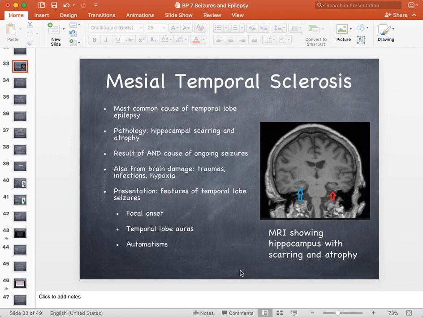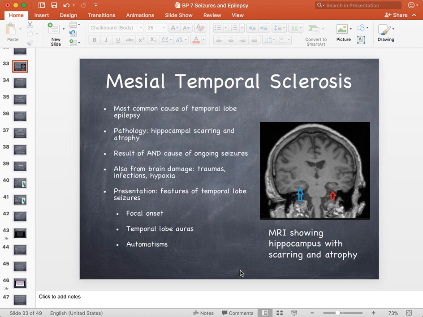Other ways to get it are brain damage, like focal traumas, infections, and hypoxia. The hippocampus is just fairly exquisitely sensitive to these types of insults. In terms of infection, the main one there is herpes simplex virus. HSV notoriously targets the temporal lobes. Presentation, or as far as what these patients will look like clinically, is not any different than what we already talked about with temporal lobe seizures.